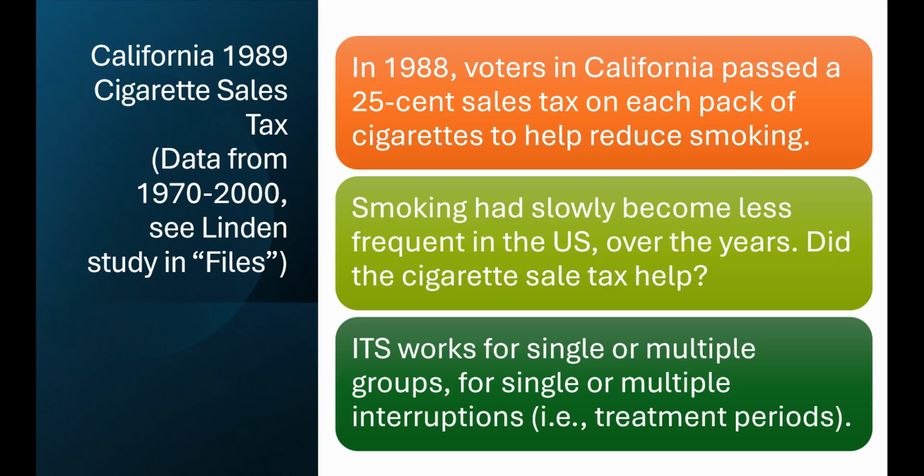In 1988, voters in California passed a 25-cent sales tax on each pack of cigarettes to help reduce smoking. Smoking had slowly become less frequent in the U.S. over the years, and so that leaves us with the question, did the cigarette sales tax actually help? ITS works for single or multiple groups, for single or multiple interruptions, i.e. treatment periods. And we see this data ranges from 1970 through 2000. It's in the Linden article that can be found in the files section.